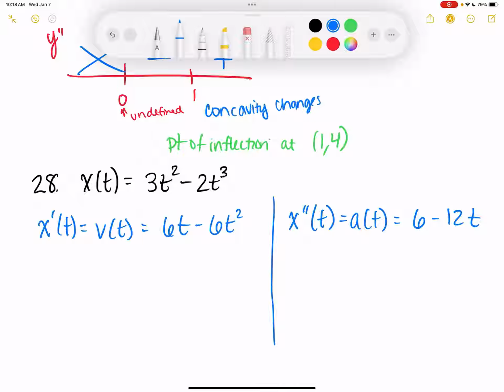So part of it that they're wanting us to do is to find the motion of the particle. And so we're going to be looking at essentially, is it moving to the right or to the left, and then is it accelerating or decelerating? And so to do that, we're going to be using our first derivative and our second derivative at the critical points for those things.